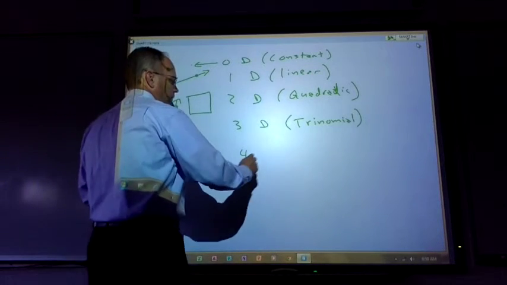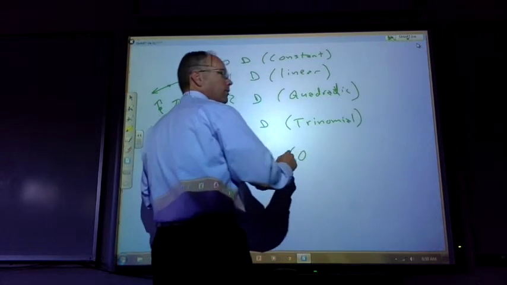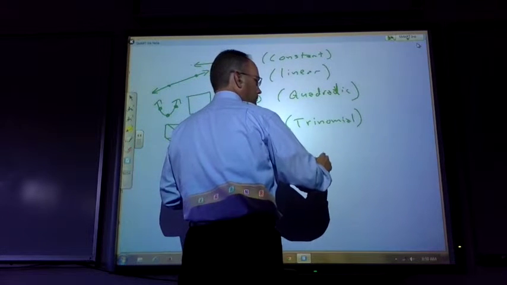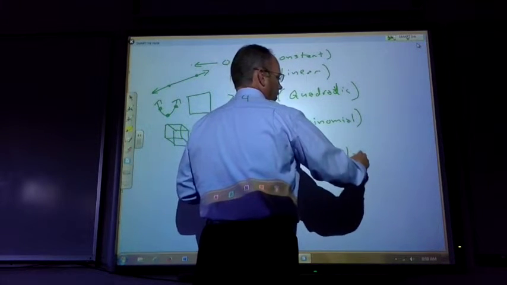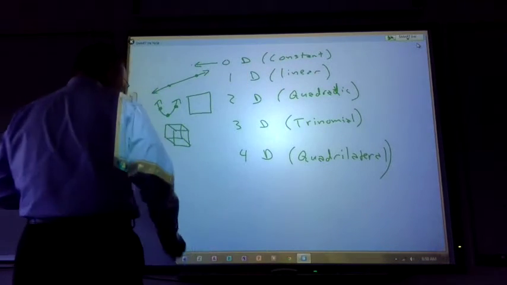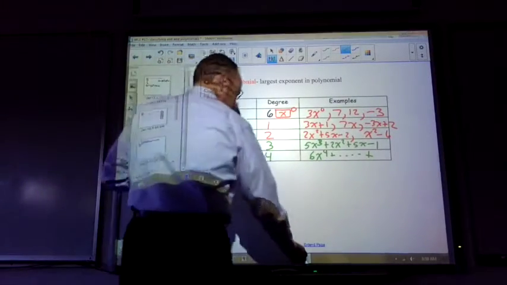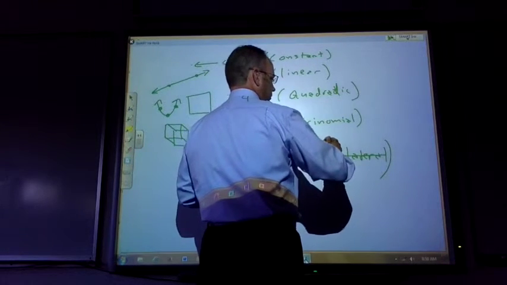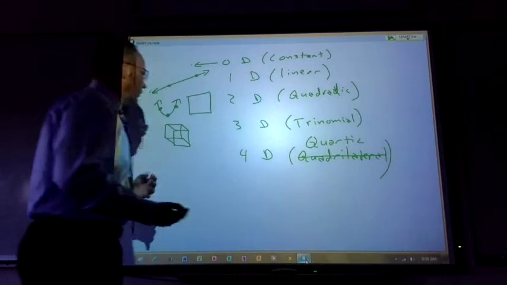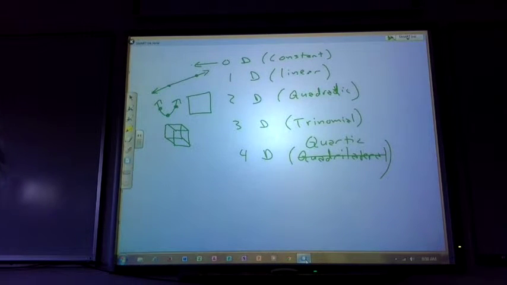Okay, 4D. What is it? Quadratic. Is that what I called it? No, what did I call it? Quartic. Okay, you guys ready? This is 4D. Now, I'm not going to draw you a 4D object. This is what I'm going to draw you. I'm going to draw you what the shadow of the third dimensional object of the fourth dimensional object would have looked like.